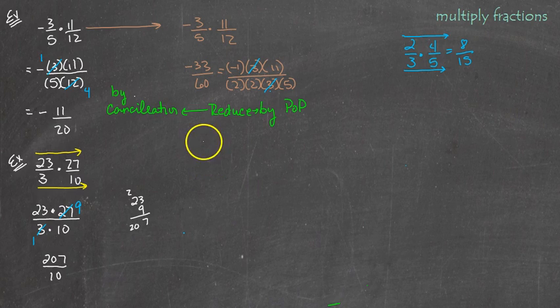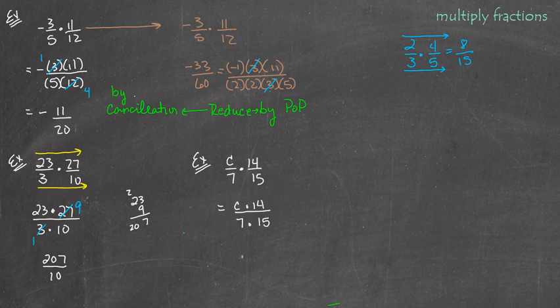Okay, let's do a few with monomials in them. Let's multiply c over 7, or c divided by 7, times 14/15. All right, c times 14 over 7 times 15.